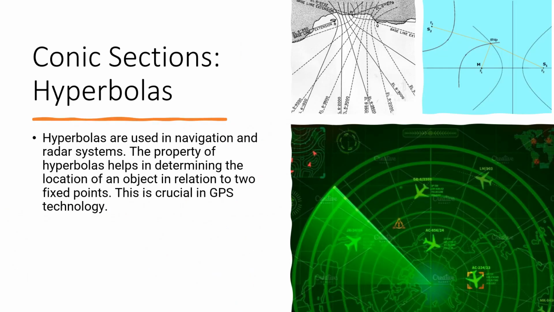Next is the hyperbolas. Hyperbolas are used in navigation and radar systems. The property of hyperbolas helps in determining the location of an object in relation to two fixed points. This is crucial in GPS technology.